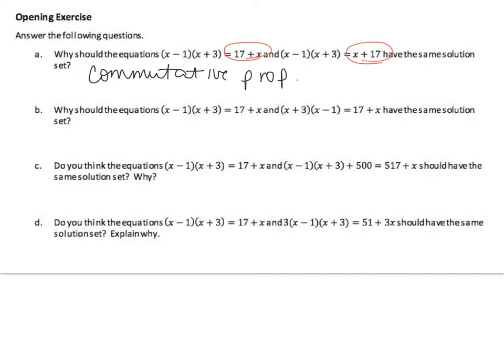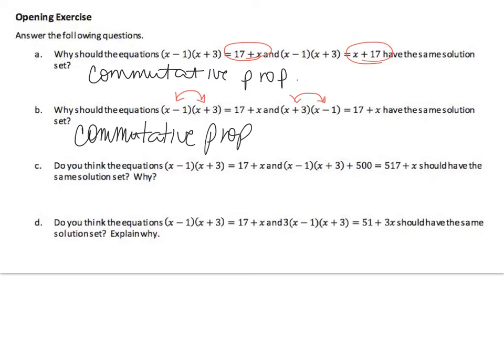Next question, why should the equations (x minus 1)(x plus 3) equals 17 plus x, and (x plus 3)(x minus 1) equals 17 plus x have the same solution? We have the same reasoning right there. The commutative property of multiplication, sorry, not addition. All we did here is flip the order of these. Everything else is the same.